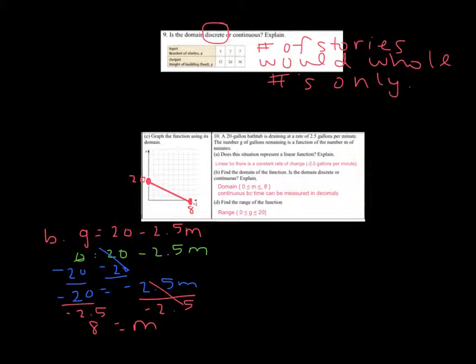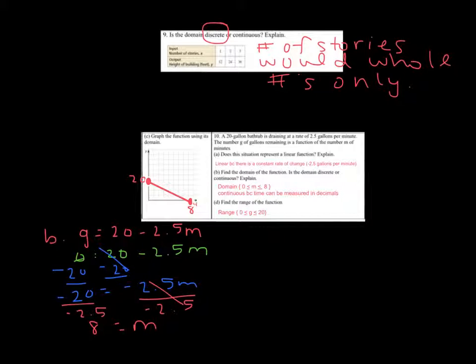So the next part of your domain is to figure out, is this discrete or is this continuous? Is the tub only going to drain at 0 minutes, at 1 minute, at 2 minutes, and so on and so forth? Or all the time in between? Does that make sense? When you're dealing with time, all those little parts of time, like decimals or a minute and a half or whatever, all of those make sense. And that's why this is continuous.